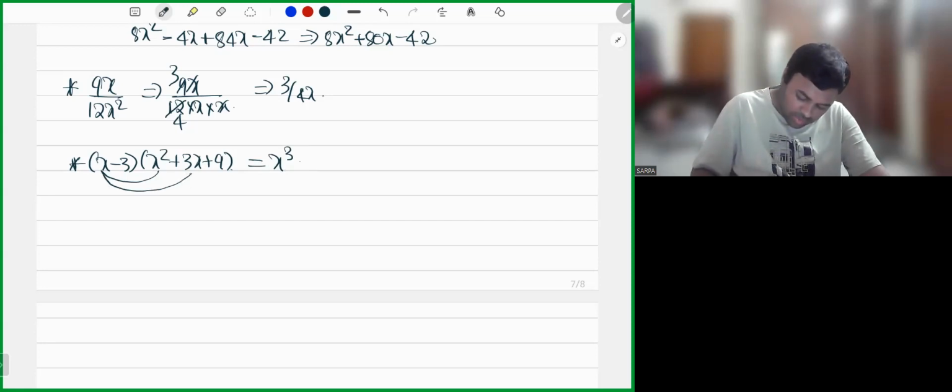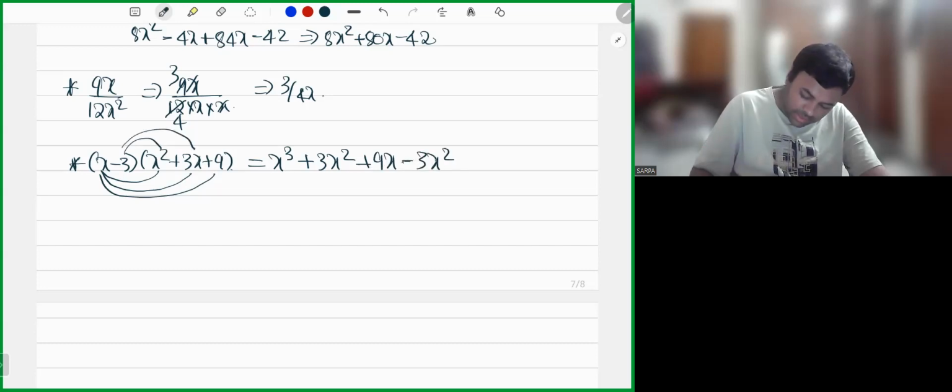X into 3x will become 3x square. X into 9 will become 9x. Minus 3 into x square will become minus 3x square. Minus 3 into 3x will become minus 9x. Next, minus 3 into 9 will become minus 27.